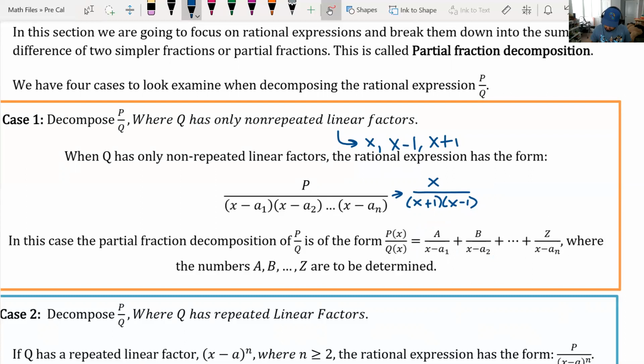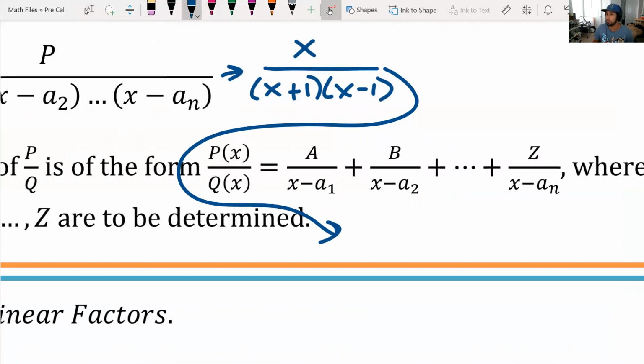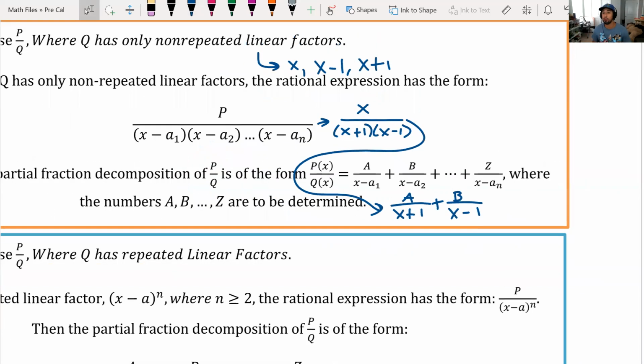So once again, what that decomposition would look like, using the example from above, if we were to break this down by case 1, then x over x plus 1 times x minus 1 would look like A over the first linear factor plus B over the second linear factor. And if there are more linear factors, we would keep going. C over the next one, D over the next one. That's how you would break it down. So that's case 1 for non-repeated.